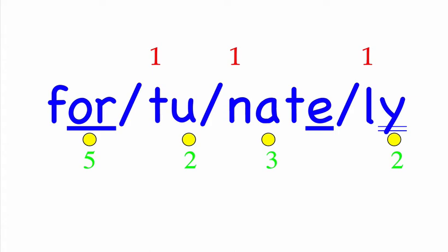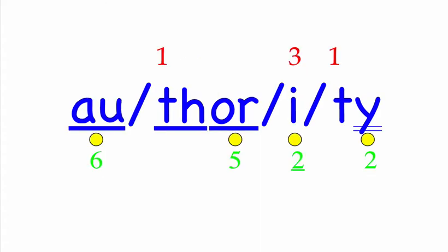Authority. On whose authority do you come? Authority. First syllable, one sound: aw. Thor, two sounds: th, or. I, one sound. T, two sounds: t, e. Aw, thor, i, t. Mark the word. Aw, thor, i, t.